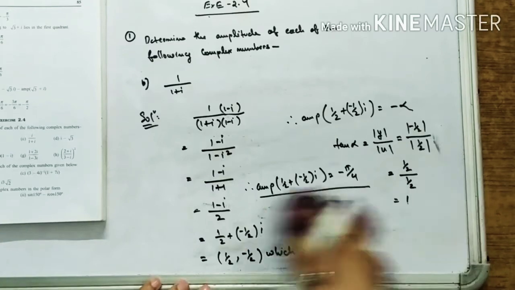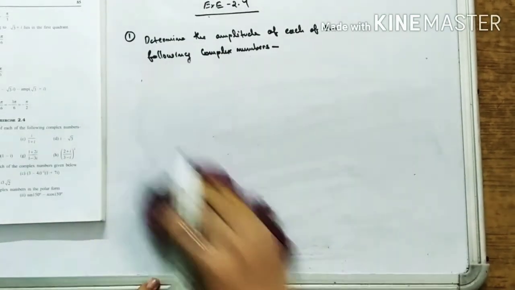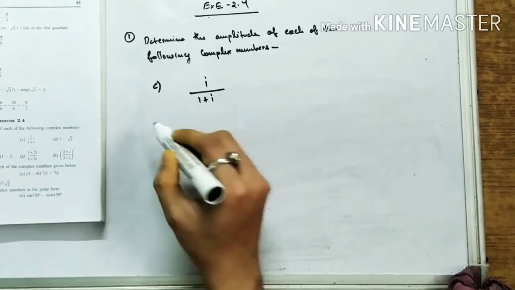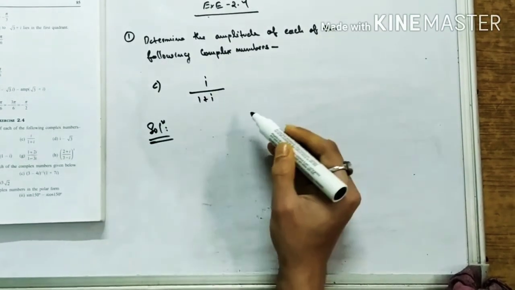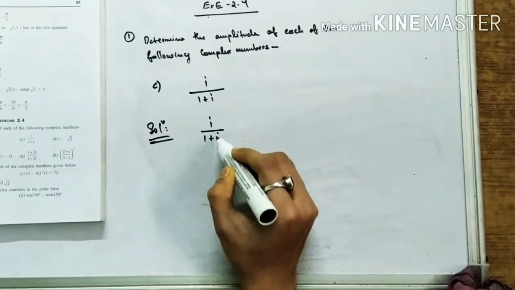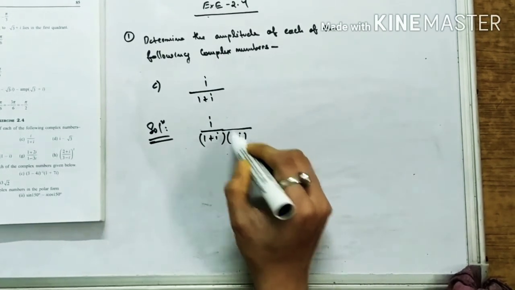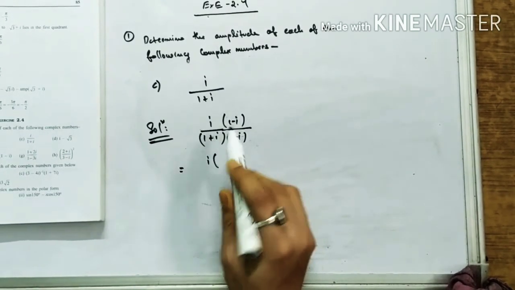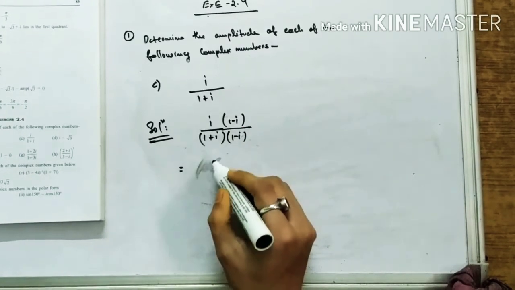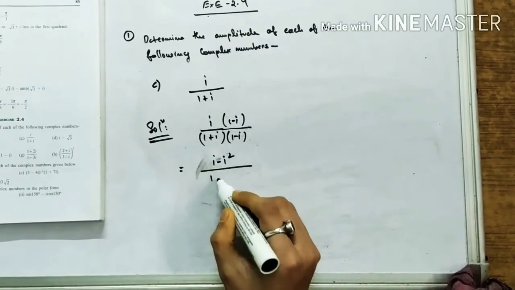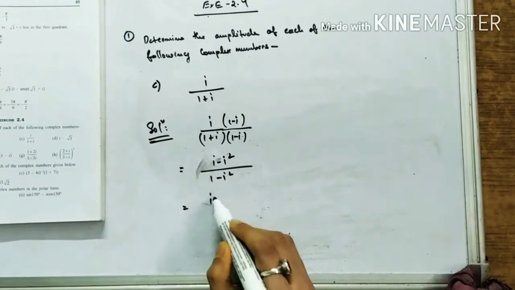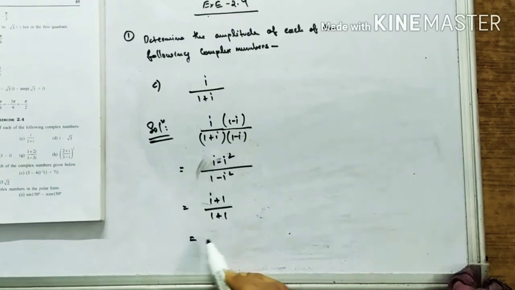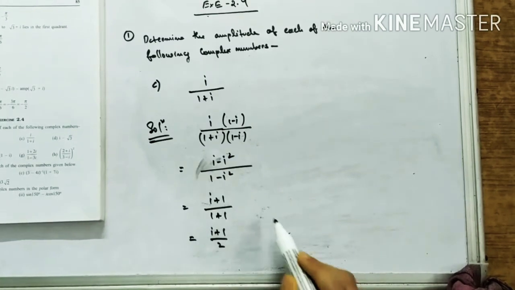Okay. Next, you see number C, i by 1 plus i, solution. So in here again, i by 1 plus i, both sides multiply by 1 minus i, 1 minus i. This is i, this becomes, let us multiply it, i minus i square by 1 minus i square. So this is i plus 1 by 1 plus 1. So this gives me i plus 1 by 2.